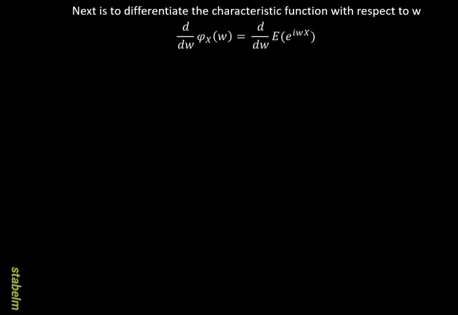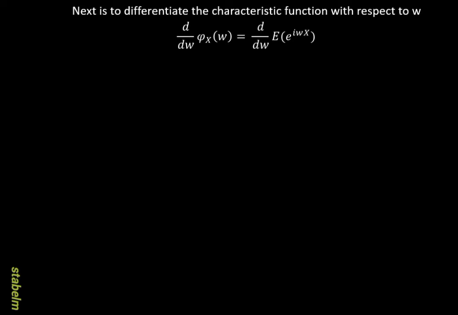Now what else can we do here? Since we have an expected value here, we can simply bring the differentiation inside, so we're going to have the expected value of d over dw of the exponential iota w x.